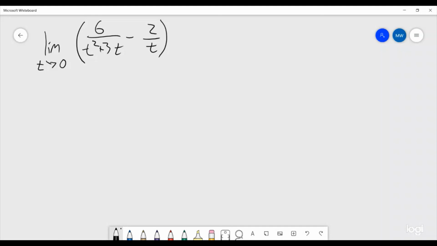Well, the first thing we would probably want to do is try and see if we can combine those two fractions together. So let's get a common denominator. So limit as t goes to 0 of 6 over t squared plus 3t minus 2 over t, multiply the top and bottom by t plus 3. That's going to give us a common denominator.